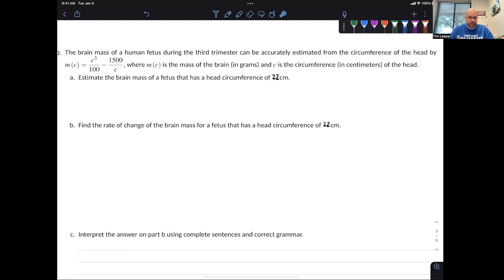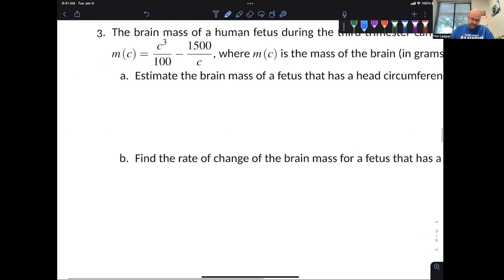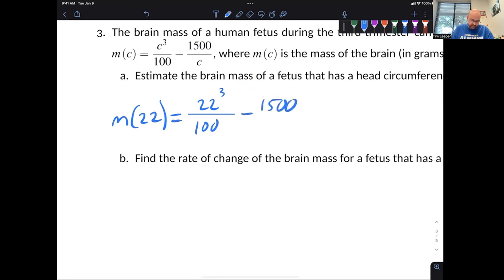So we're going to deal with 22 centimeters here. That means we want to look just at the mass of the fetus, not the rate of change of the mass, just the mass. In other words, just use the function and plug in 22. That's all. So we have the mass at 22 would be 22 cubed divided by 100, and then minus 1500 divided by 22. Then we just need to type this in, and we'll round this probably to the nearest thousandth, but we'll see.